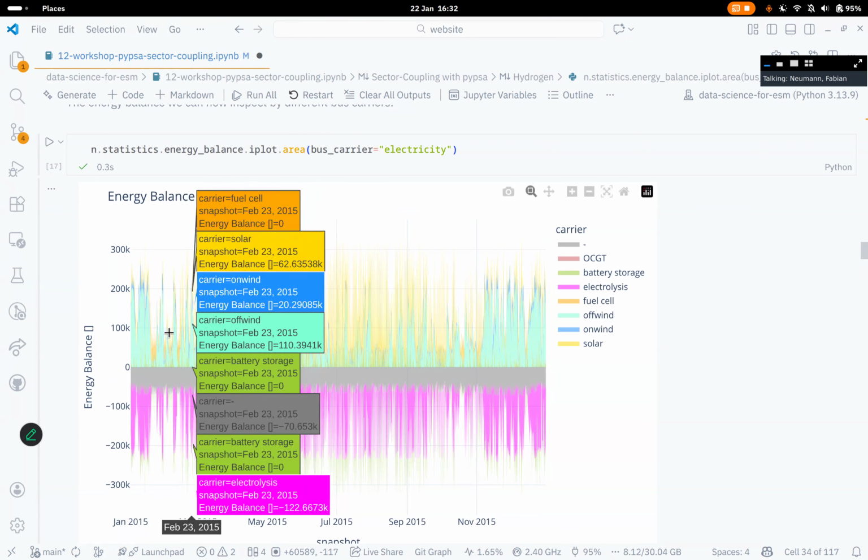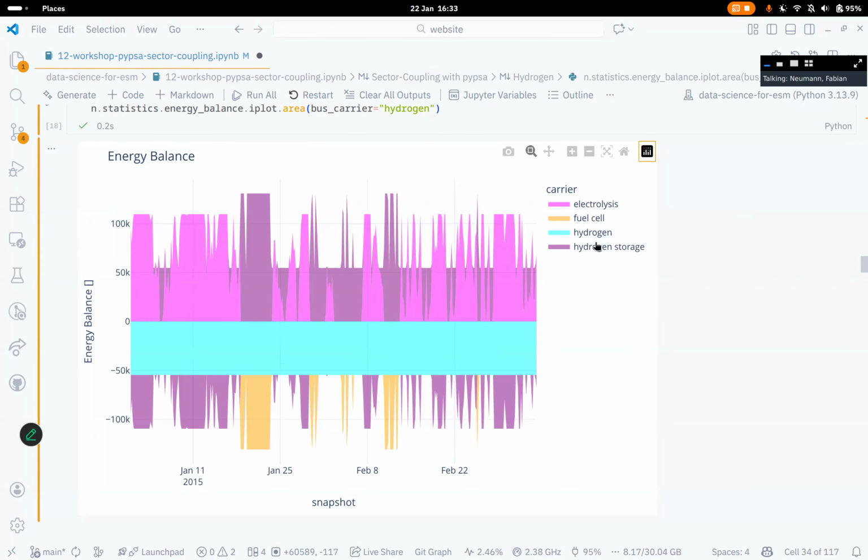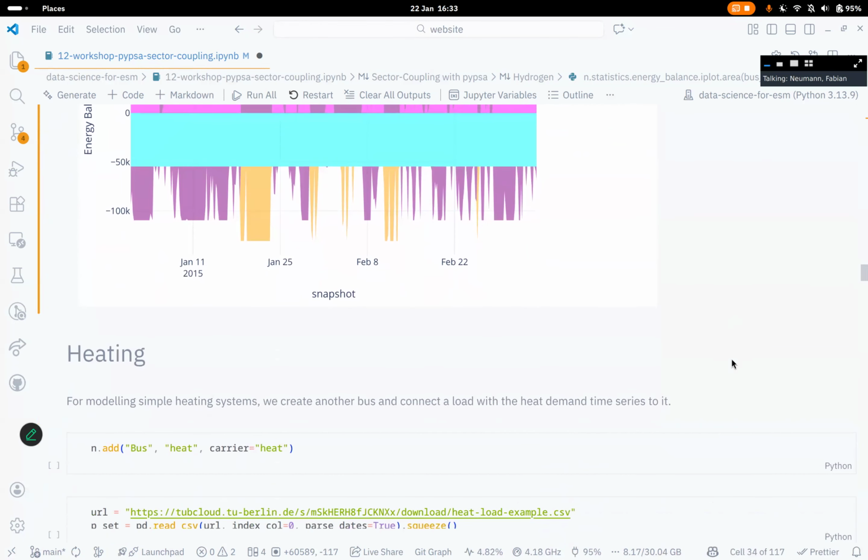No, that's not a good plot. Anyway, good. All right, so that's what we can do. We can do that for any carrier. So once we add different carriers, we can do the same energy balance also, for example, for the heat bus, which we're going to add next.